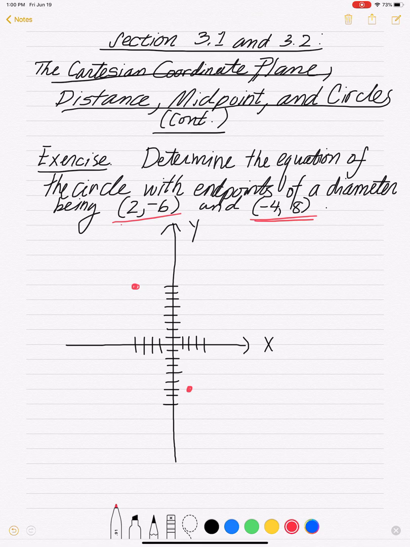So the idea is that these two points are endpoints of a diameter. So if I connect these two points, they're going to give me the diameter. I don't think I did my tick marks very well. Let me see. -1, -2, -3, -4. Okay, that's better. So these are the endpoints of a diameter.